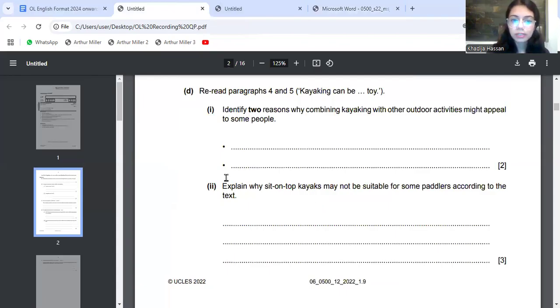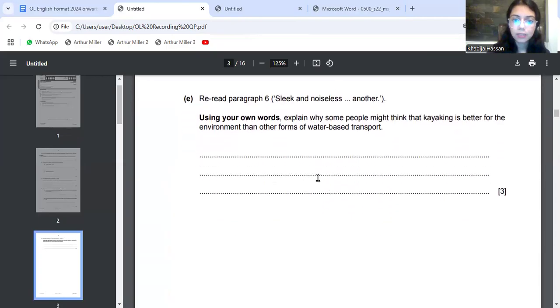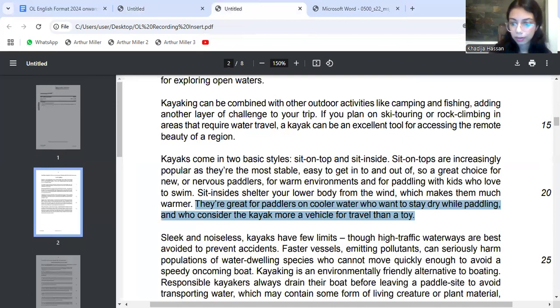Right, so a question like this, wherever there's an explain or implicit meaning question, they are going to confuse you a little bit. You have to do a little bit of digging in to find the response. Part E, reread paragraph 6, 'Sleek and noiseless...'. Using your own words, explain why some people might think that kayaking is better for the environment than other forms of water-based transport. So again, here they've quite explicitly asked you to use your own words and explain why some people might think that kayaking is better for the environment than other forms of water-based sport. Again, there are 3 marks for this, and it's from paragraph 6.